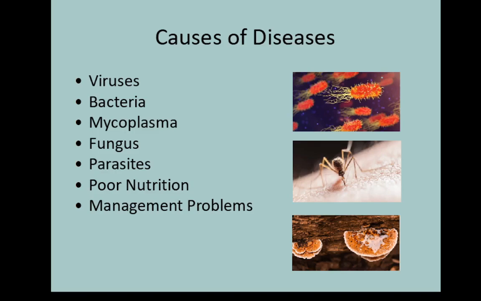Okay. Next, we have poor nutrition as a cause of disease. Okay. These are due to nutrient deficiencies, like in white muscle disease. These would be due to deficiency in vitamin E as well as selenium. Okay, next, management problems. Okay, there is a lack of biosecurity and cleanliness. Okay, if you are not regularly cleaning your hen house, then it would invite disease vectors.